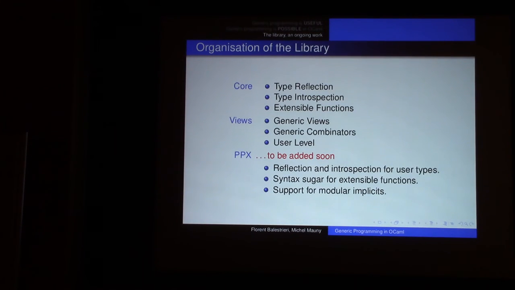The last part would be PPX for syntax support and for instance, the syntax for extensible functions, and automatic support for the user types, so that the user can use the generic functions on his own types. Future work would be possibly support for modular implicits, so that the universe argument becomes implicit, and we don't need to pass it.